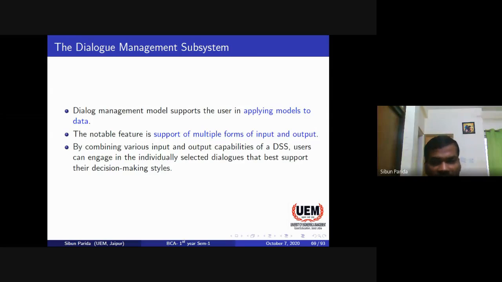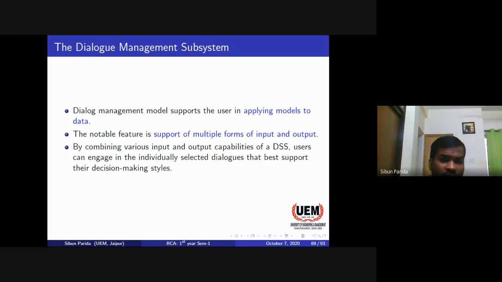So by combining various input and output capabilities of a decision support system, users can engage in individually selected dialogues that best support their decision making style. Because based upon this feedback, you have surveyed 100 people. Now out of 100 people, if 70% are saying this product is good, that means your product reliability is 70% in the market. If your product is unreliable, like 90% of people are saying this product is not going to work.